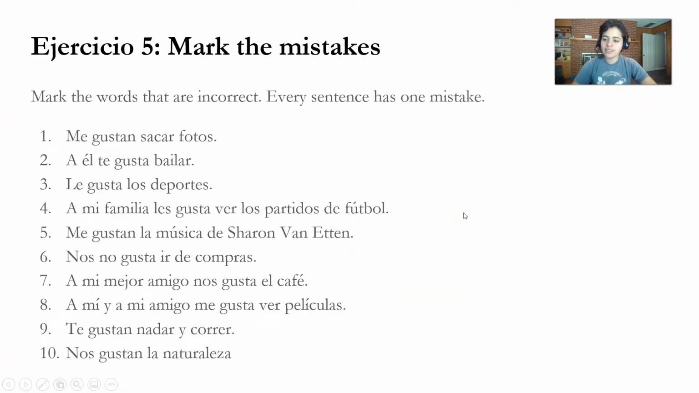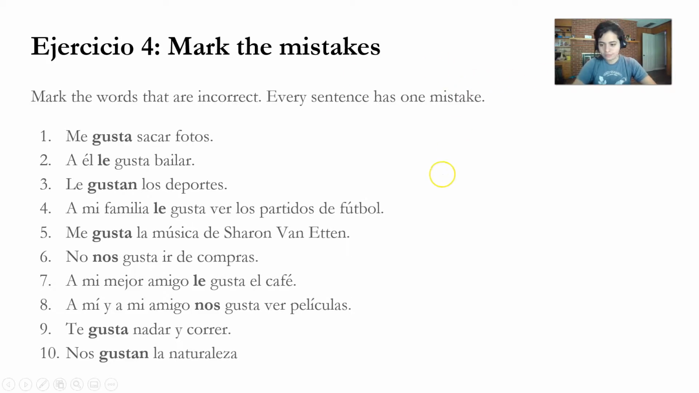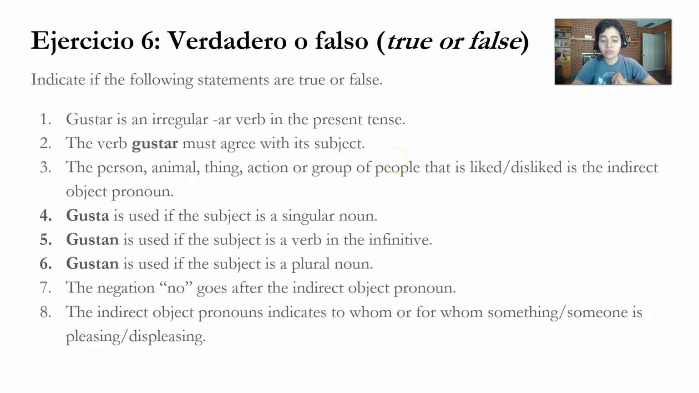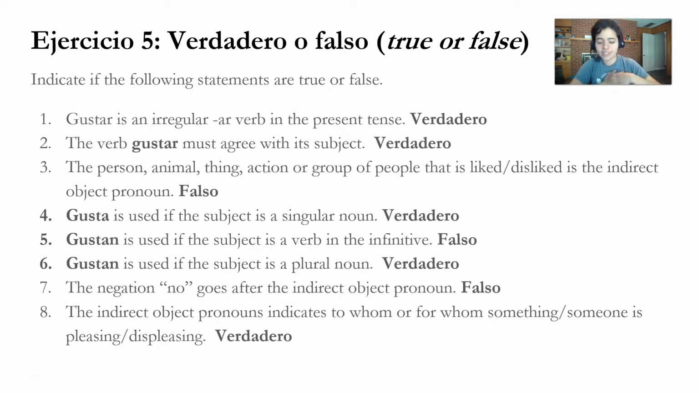So, exercise 5. Mark the mistakes. Mark the words that are incorrect. Every sentence has one mistake and you have to just click on the word that is incorrect. And here you can check your answers. Exercise 6. True or false. Indicate if the following statements are true or false. And here you can check your answers.